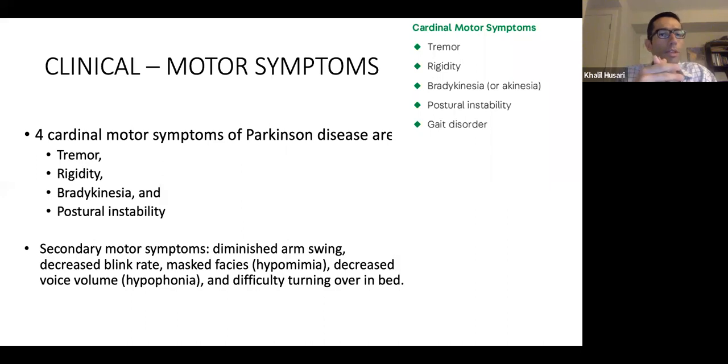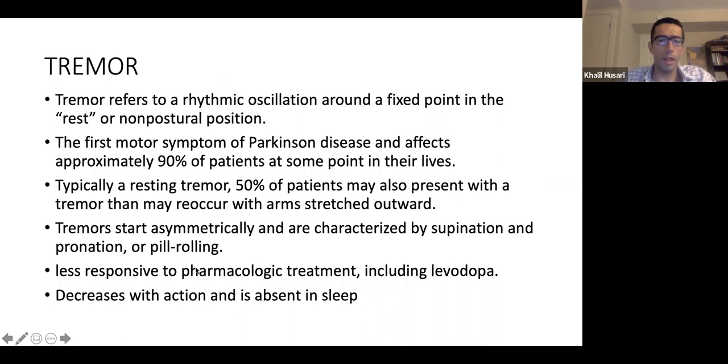The 2 most important are actually rigidity and bradykinesia, not tremor. Some patients with Parkinson's disease don't have tremor, remember. So lack of tremor does not mean that this is not Parkinson's disease. The most important thing is rigidity and bradykinesia. Secondary symptoms include diminished arm swing, decreased blink rate, which is a form of bradykinesia, masked facies, which is also a form of bradykinesia, decrease of the voice volume or hypophonia, and difficulty turning over in bed, and so on. Let's see if we can do some videos of the tremor.